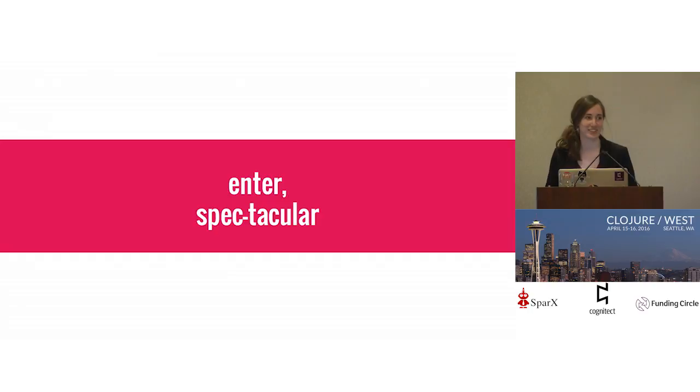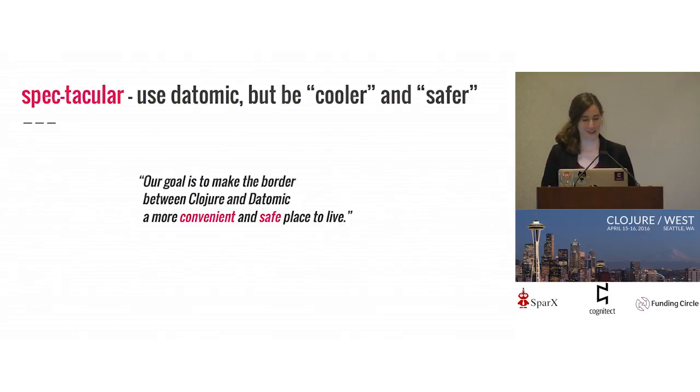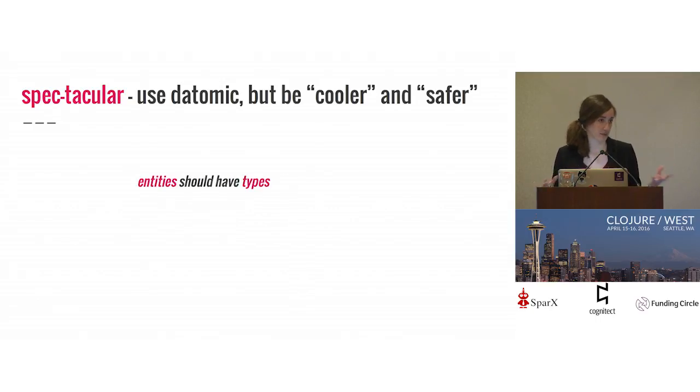So I just told you a whole bunch of really great things about Datomic, and now I'm going to convince you that it's not enough, right? So spectacular exists for a reason, and I'm going to try to explain why. With spectacular, we wanted to still be able to use Datomic, but be cooler and safer when we do it. So our mission statement is to make the border between Clojure and Datomic a more convenient and safe place to live. And we do that with one really simple concept, that entities themselves should have types.